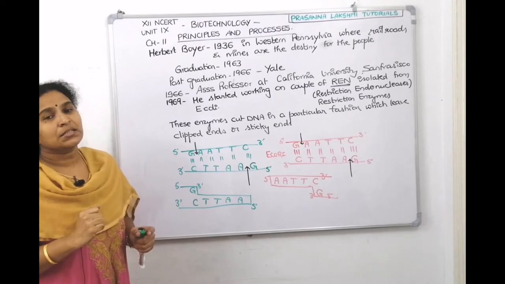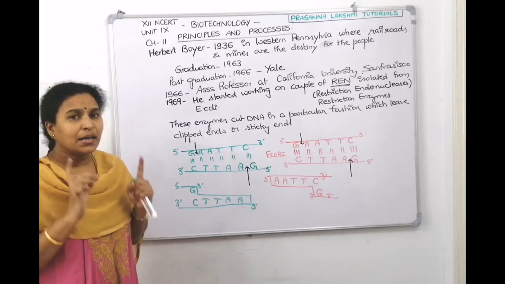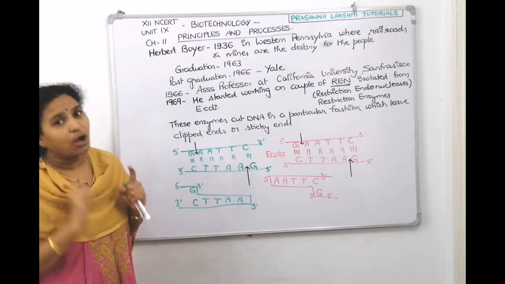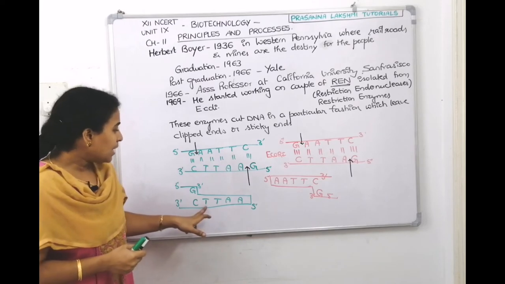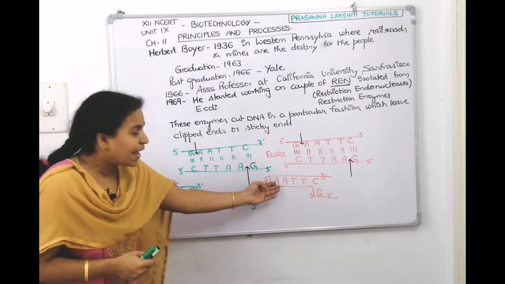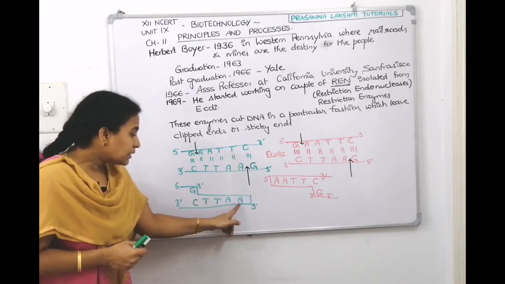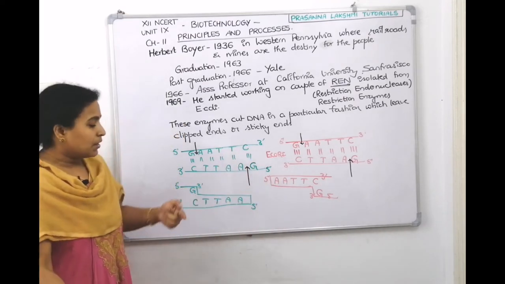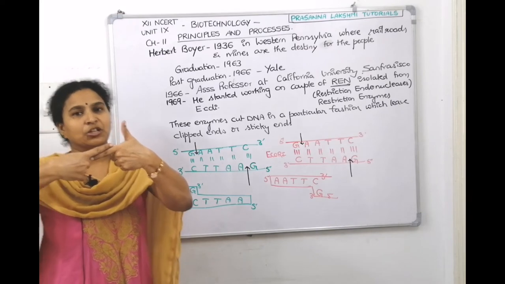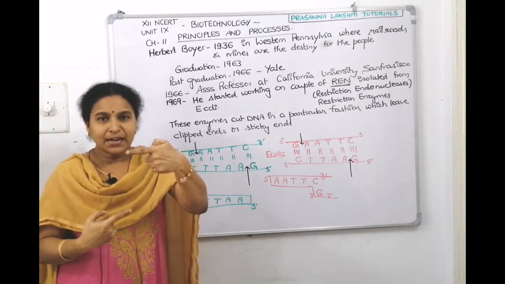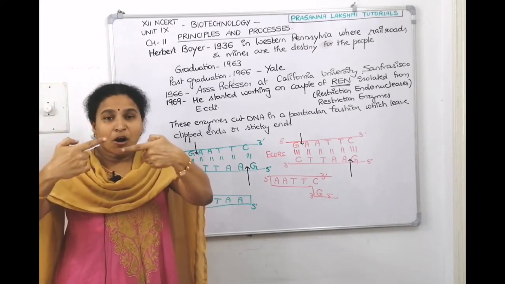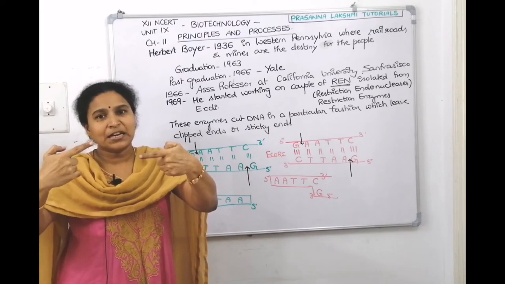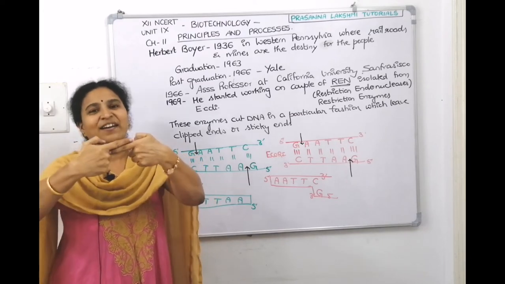Why did he call it a sticky end? Now just check, are they complementary to each other or not? Come on, see, can this T T base pair with this A A? Yes. Can this A A base pair with this T T? Again, yes. Means they can simply combine with each other. So if this is red DNA and this is green DNA, they are complementary to each other. If you just give a DNA ligase molecule, it's enough to join them.